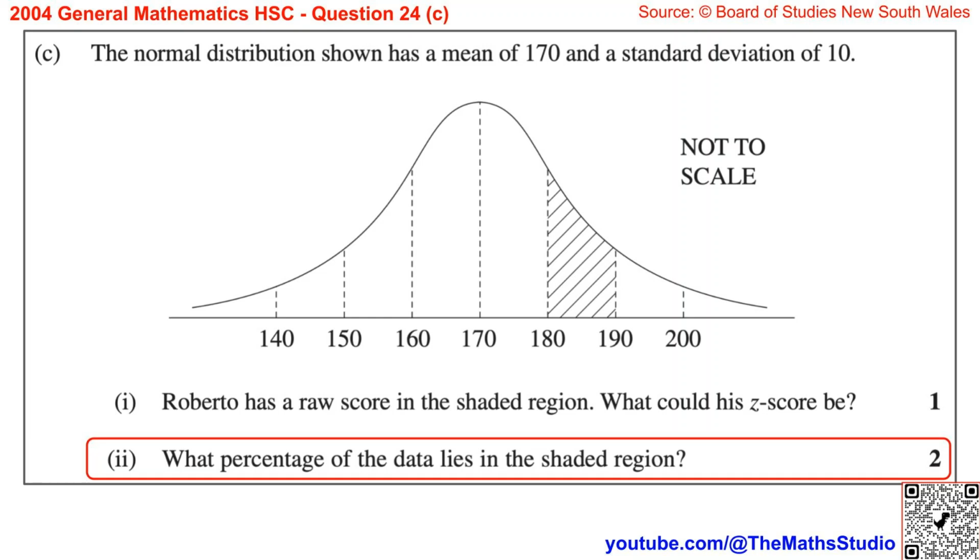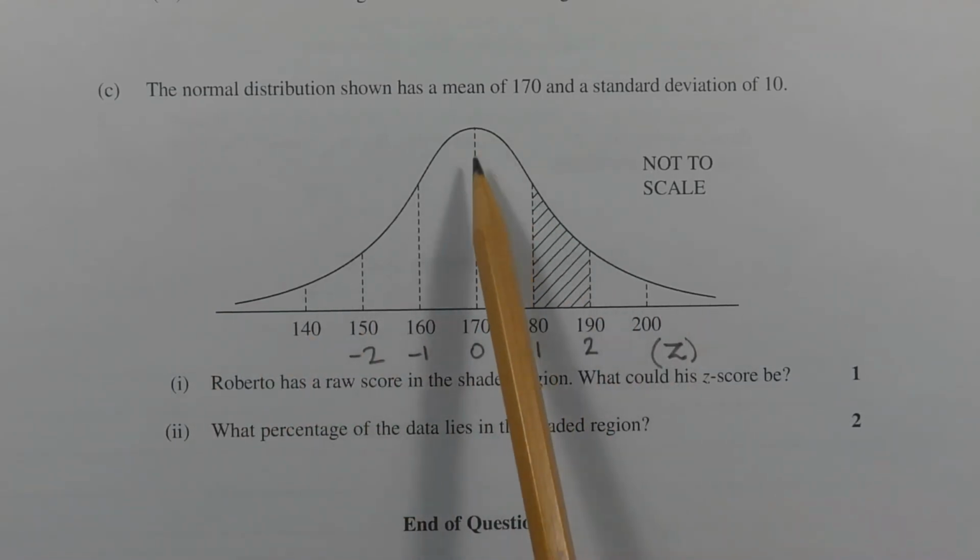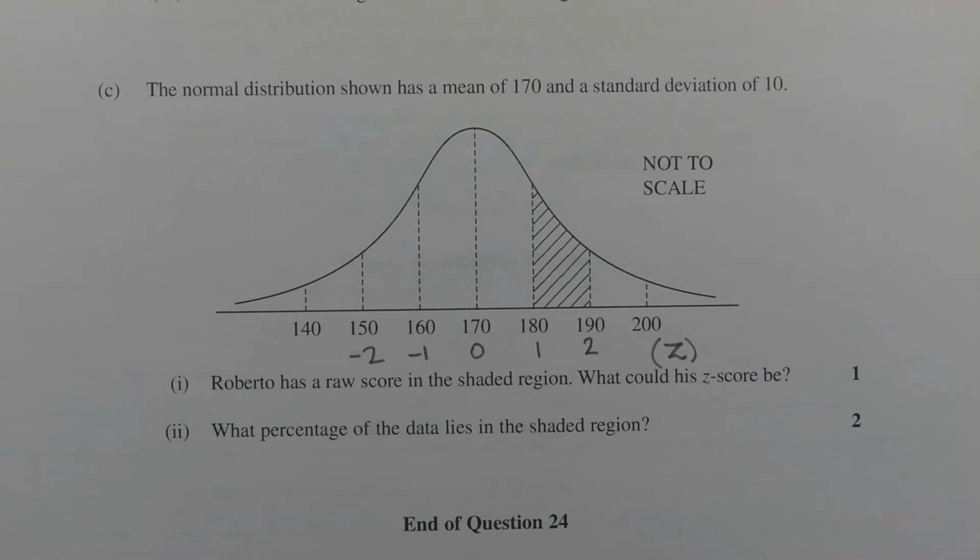Part 2. What percentage of the data lies in the shaded region? The normal distribution is symmetrical about the mean. One strategy is to apply the empirical rule for a standard normal distribution to find the percentage of scores from a z-score of -2 to +2, and then subtract from that the percentage of scores from a z-score of -1 to +1. The result of that is divided by 2 to find the shaded region, which is in the upper half of the normal distribution.